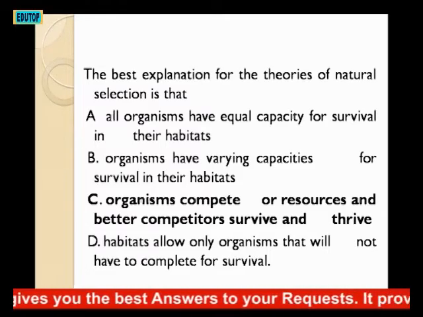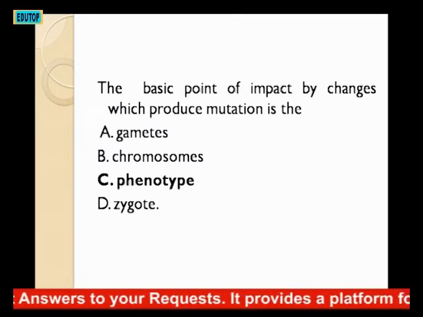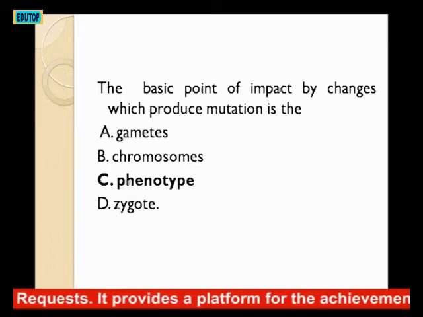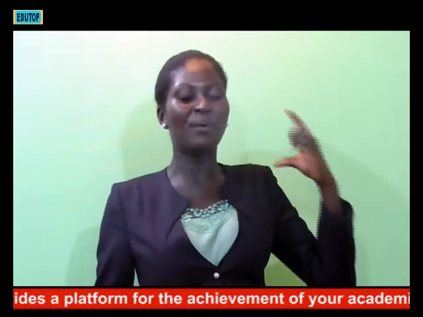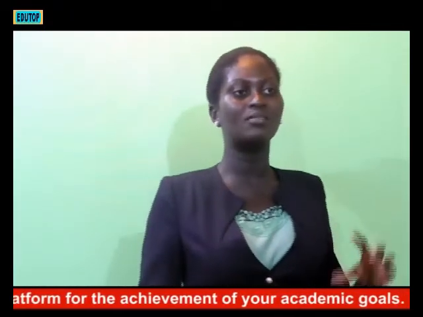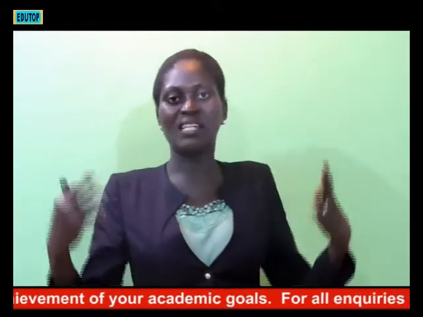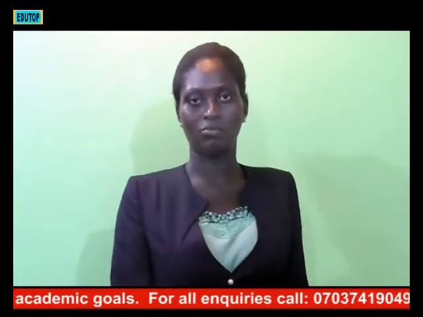The next one. The basic point of impact by changes which produce mutation is the what? A. Gamete, B. Chromosome, C. Phenotype, D. Zygote. The basic point of impact that produces mutation is the phenotype. The physical appearance or the physical expression of a particular person or a particular gene is the phenotype, and that is option C.